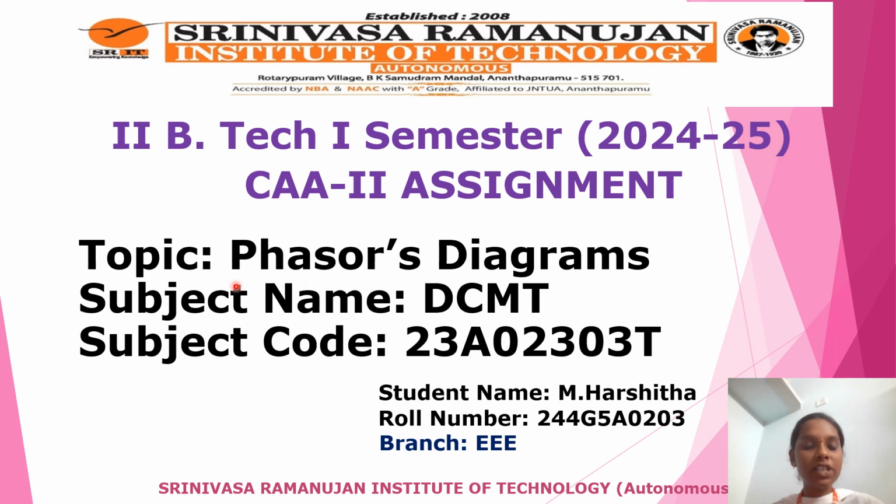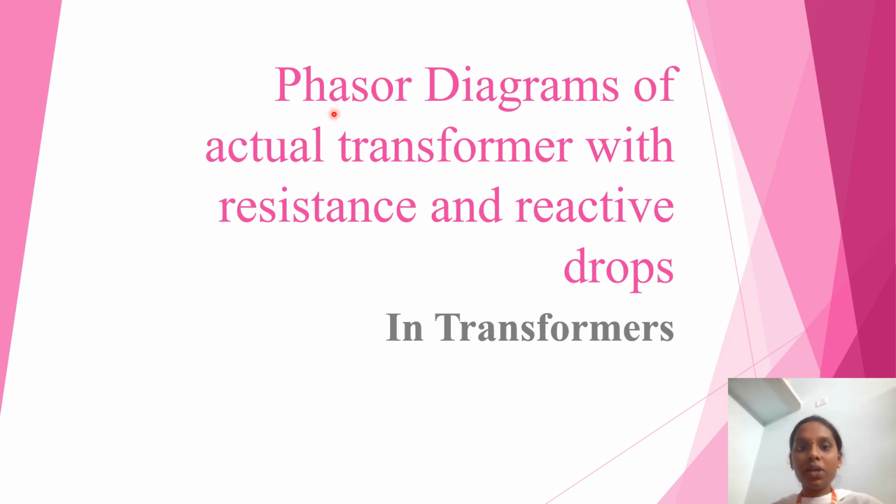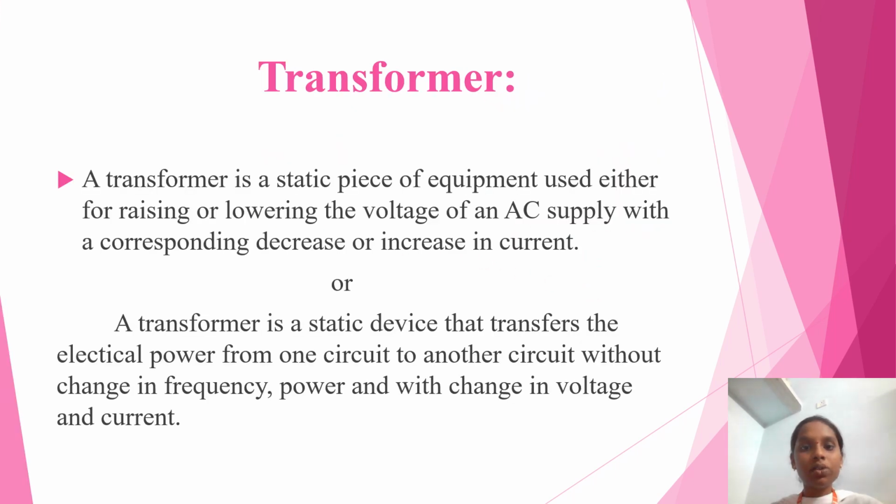I am Harshita, roll number 2440580, from the Tripoli branch. In the DCMT subject, my topic is phasor diagrams. Specifically, it is the phasor diagram of an actual transformer with resistance and reactive drops in the transformer. So next, coming to the transformer. What is meant by a transformer?